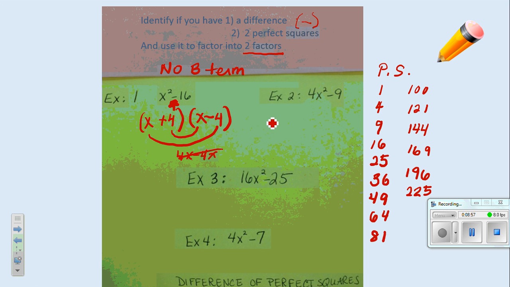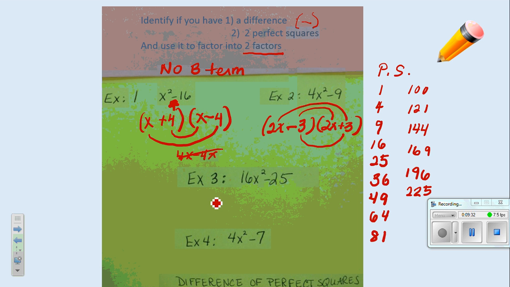What times what gives me 4? Well, 2. So I have a 2 and a 2. What times what gives me x squared? Well, that would be x and another x. What times what gives me 9? That would be 3 and 3. So then one needs to be negative, one needs to be positive. That'll give me a negative 9. And then if I check my middle term, I'll get a negative 6x and a positive 6x, which will cancel out my middle term.